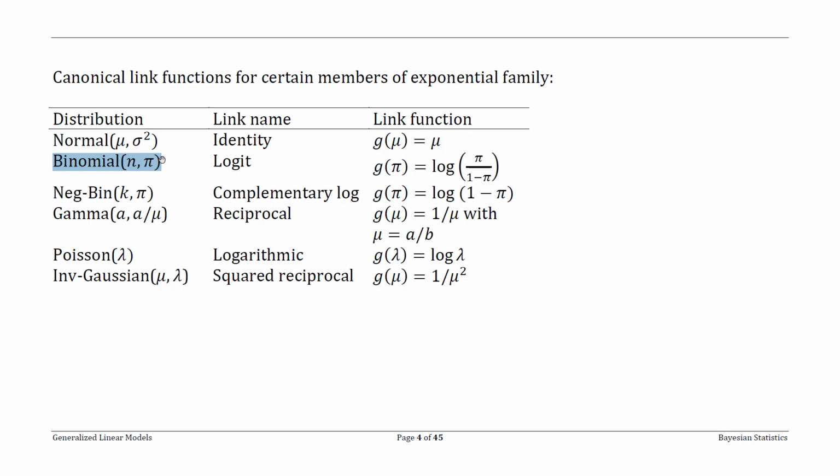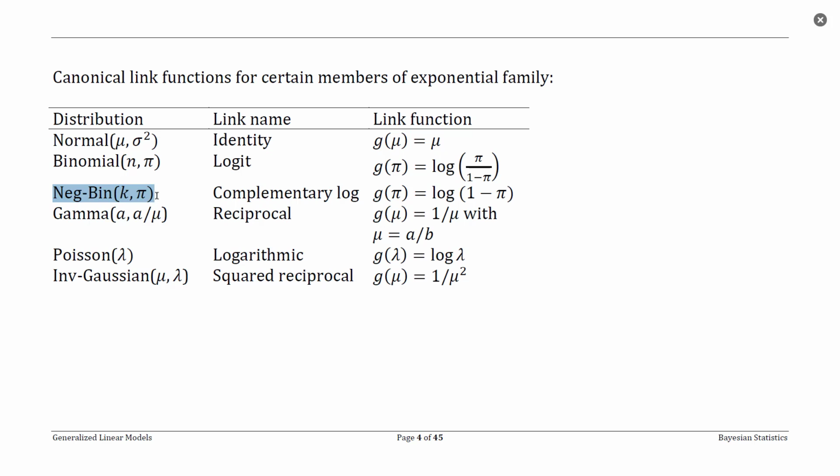For a binomial n pi distribution, the canonical link is the logit link, which is the log of pi over 1 minus pi. And notice that pi here is not the mean. We could write this in terms of the mean if we wanted to, but we are writing a function of the parameter of our binomial distribution. We are going to set a transformation of that parameter equal to x beta.